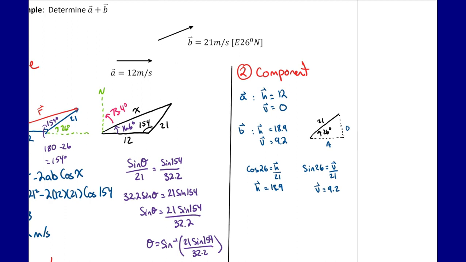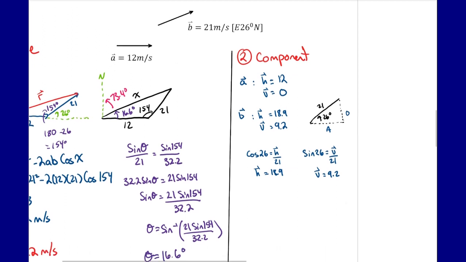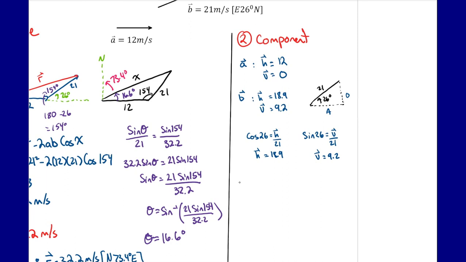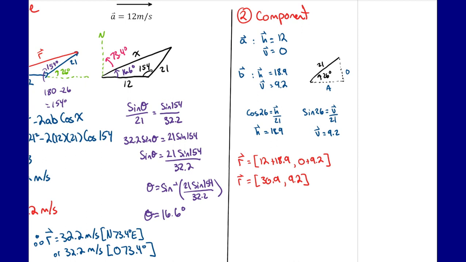Now we said if we know what the components are, in the component method, we can just add them up. So the resultant then is going to equal 12 plus 18.9 and 0 plus 9.2. So just adding the horizontal components and adding the vertical components. So I get that my resultant is 30.9, 9.2.